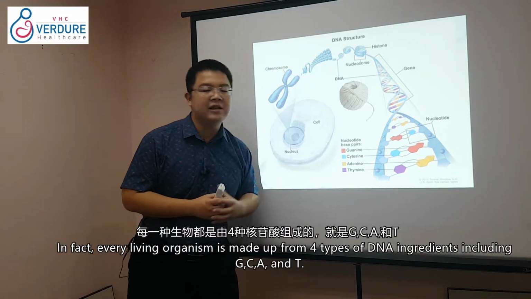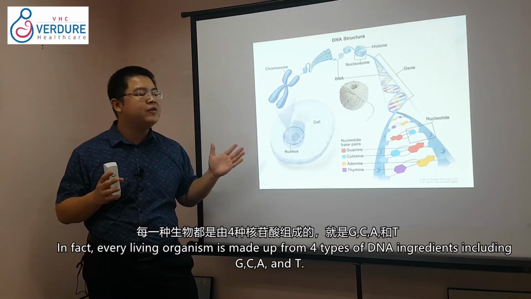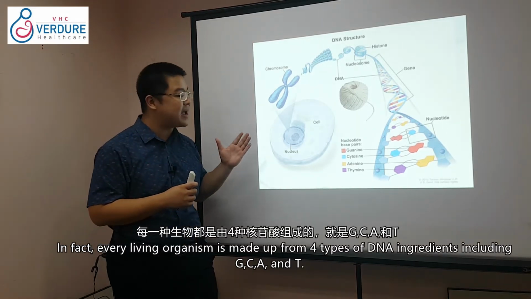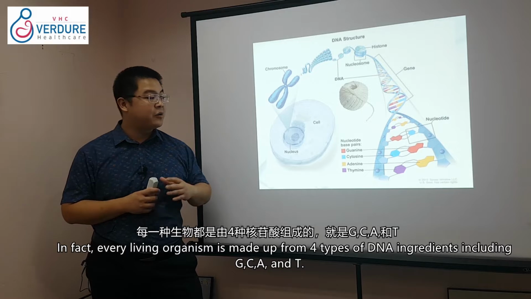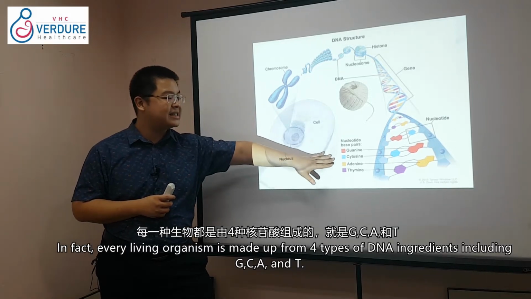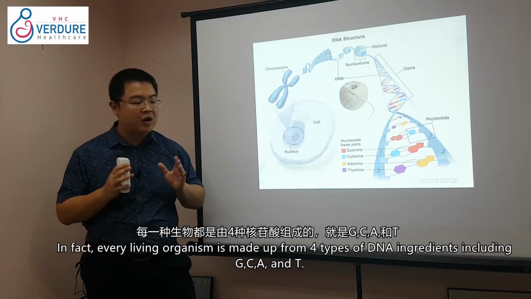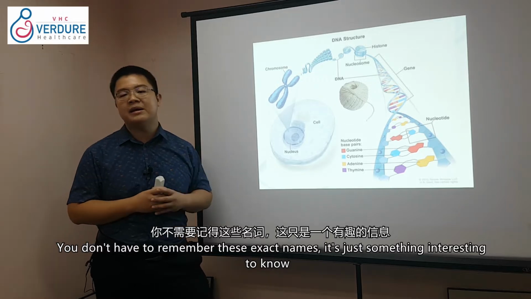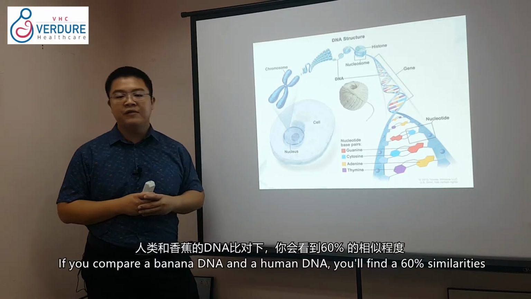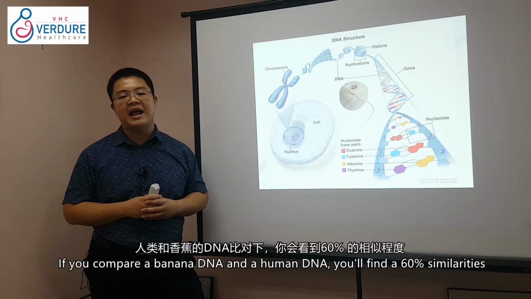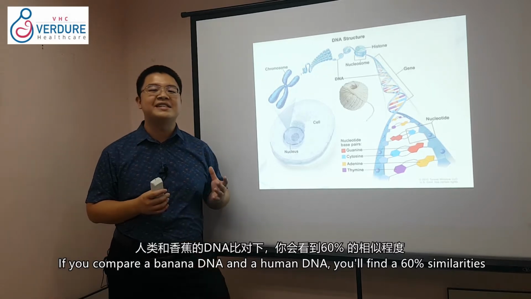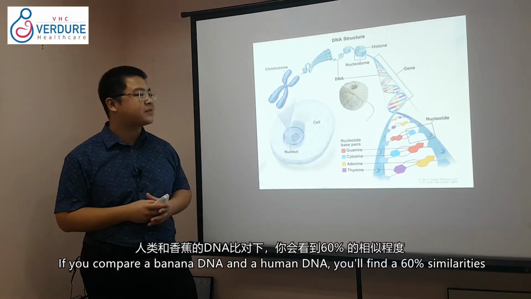Something interesting worth noting is that every living thing on this earth is made out of four codes of life, including G, C, A, and T. You don't have to remember these, but it's something interesting to know. If you line up a banana's DNA and a human DNA, you'll find 60% similarity.